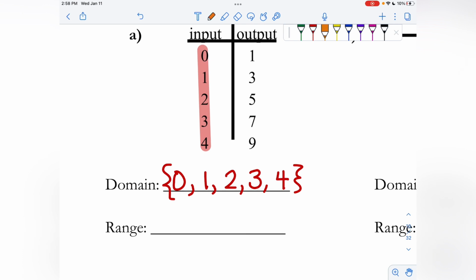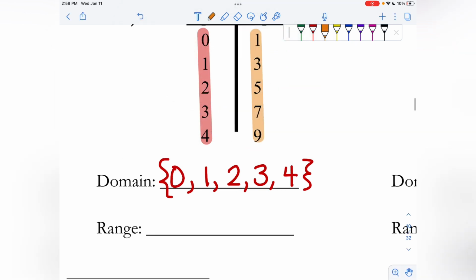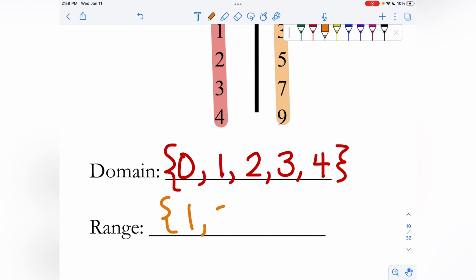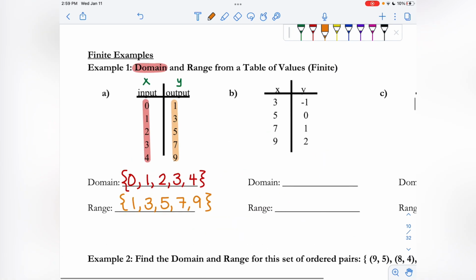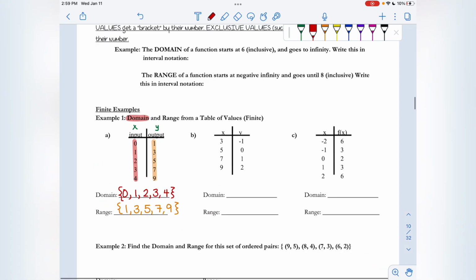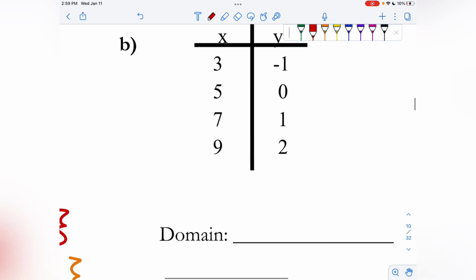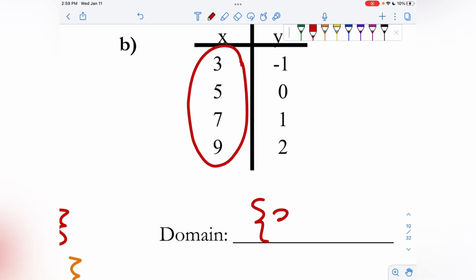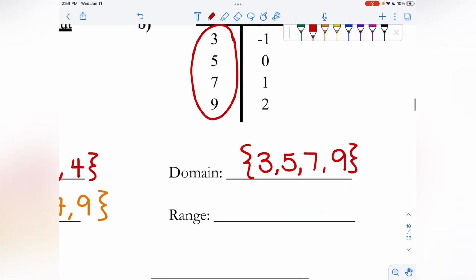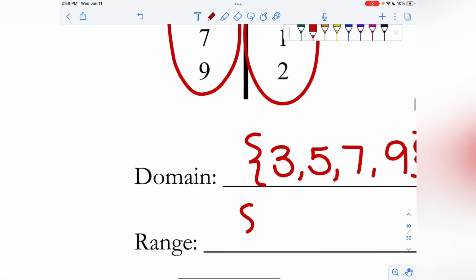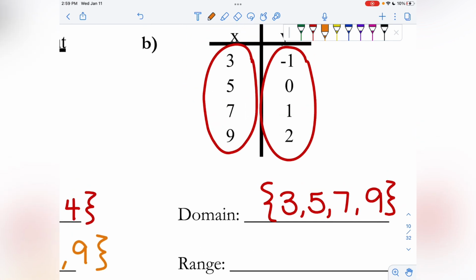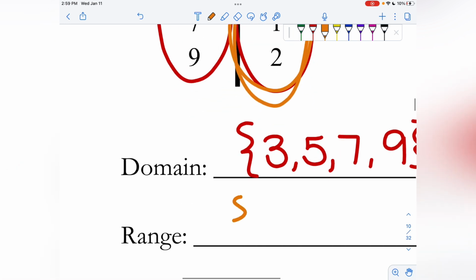Now for the next part, the range, I'm looking at my output values. So my output values were 1, 3, 5, 7, and 9. And that's all you do for these problems. So for part B, your domain are your x's: 3, 5, 7, and 9. And your range, your y's: -1, 0, 1, and 2.